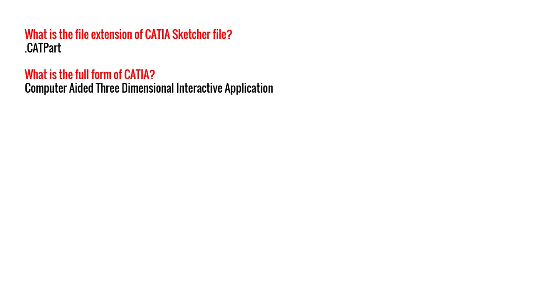Next question comes, what is the full form of CATIA? As you already know, the full form of CATIA is Computer Aided Three-dimensional Interactive Application. The work we are doing using computers is three-dimensional, basically your 3D work. Our major focus is on creating the 3D models.